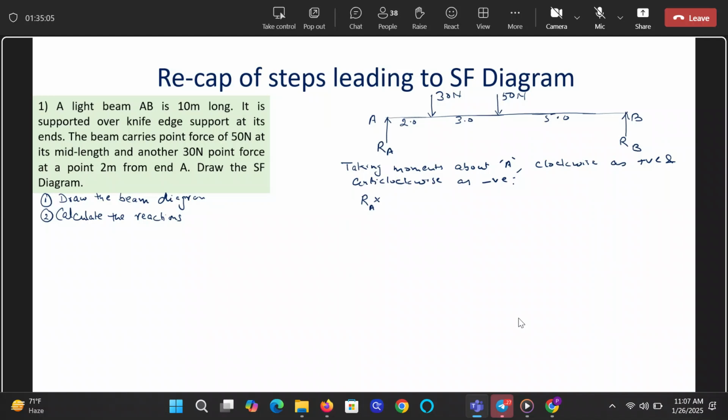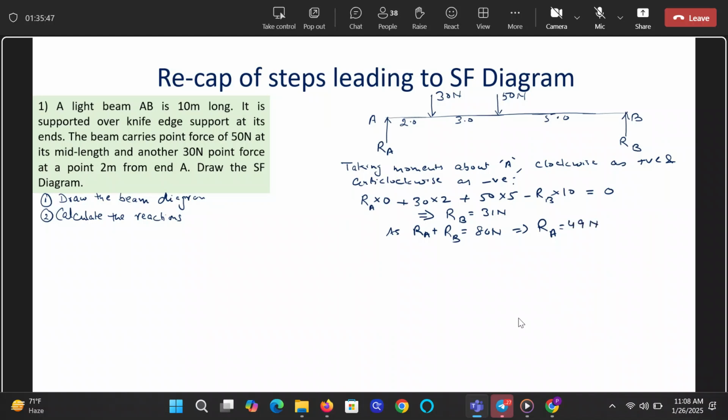RA into 0 plus 30 into 2 plus 50 into 5 minus RB into 10. And since the beam is in equilibrium and not rotating, the algebraic sum will be 0. When I solve this, I get RB equal to 31 newtons, as RA plus RB is equal to 80 newtons. This implies RA is 49 newtons.